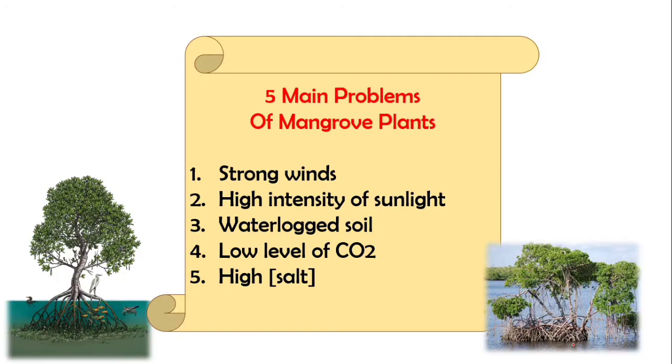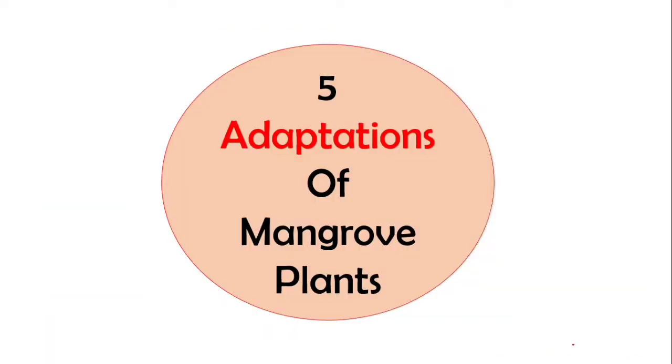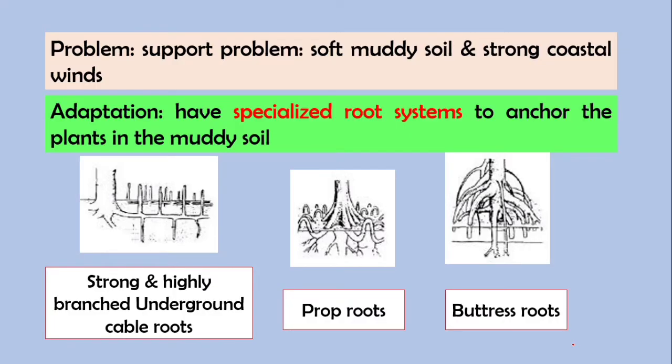For these 5 main problems, how to overcome them? How does a mangrove plant overcome these problems? So there are 5 adaptations of mangrove plants. The first one is the support problem, because of the soft and muddy soil and also strong coastal wind. So the mangrove plants will have specialized root systems to anchor the plants in the muddy soil.